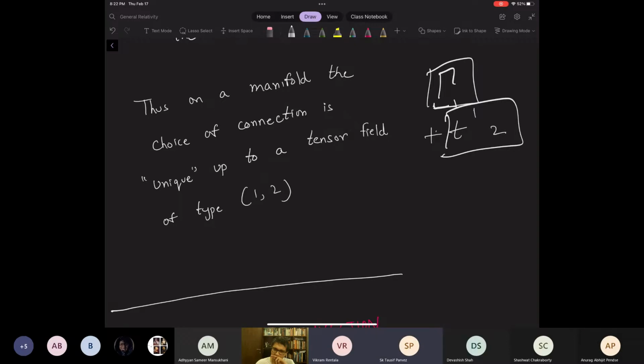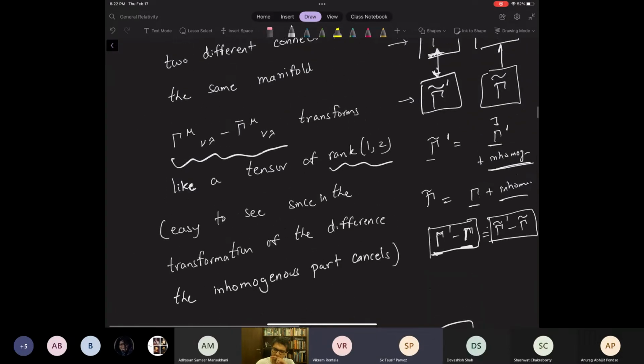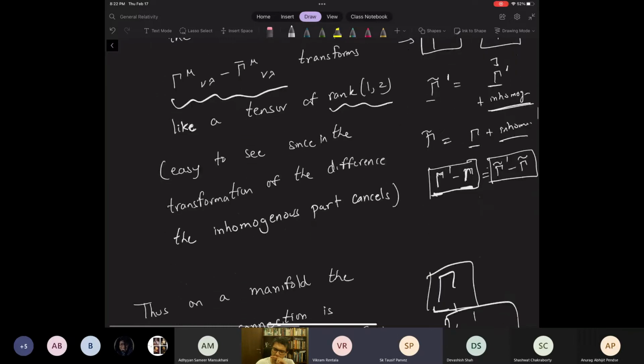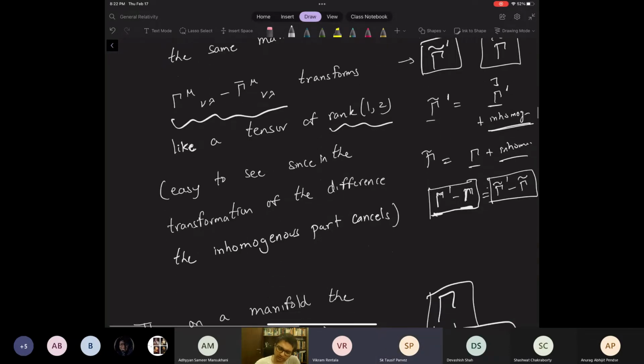So shouldn't there be a factor there, like gamma prime minus gamma is equal to that factor times that difference? A transformation, yeah, sorry. I should have been more specific. I didn't really mean this.